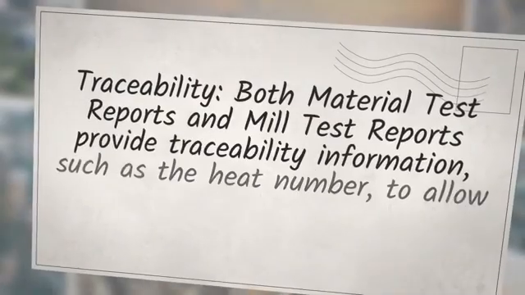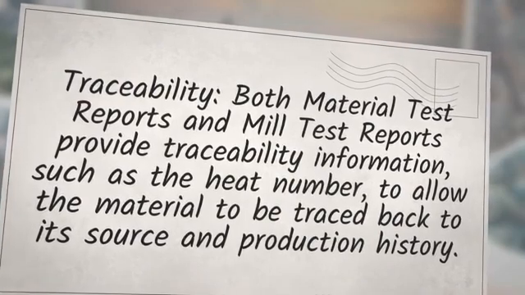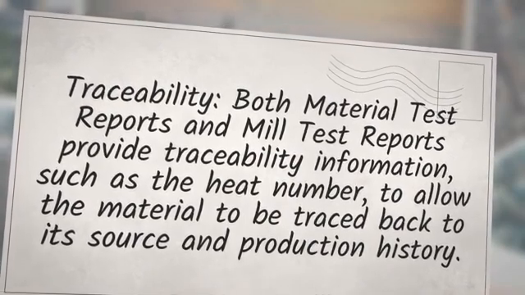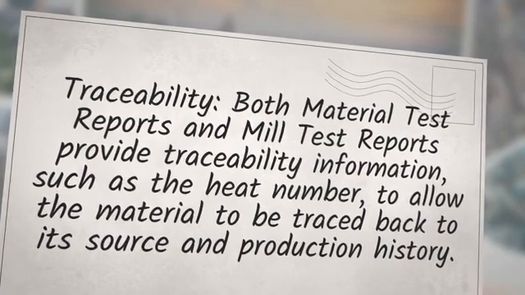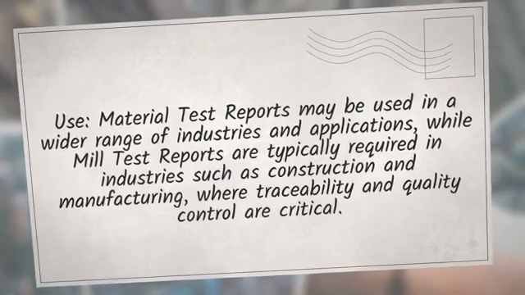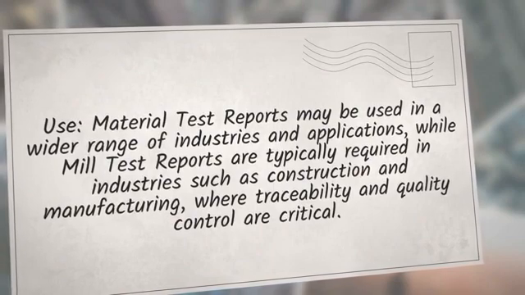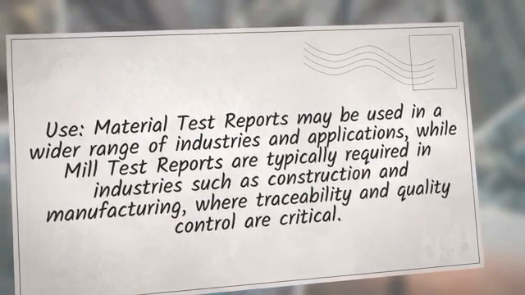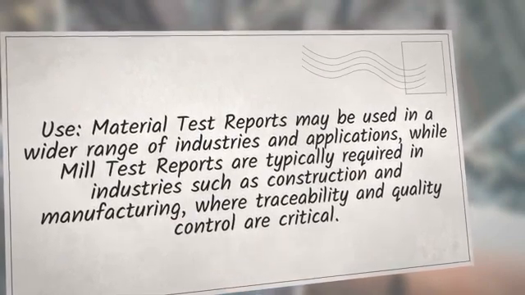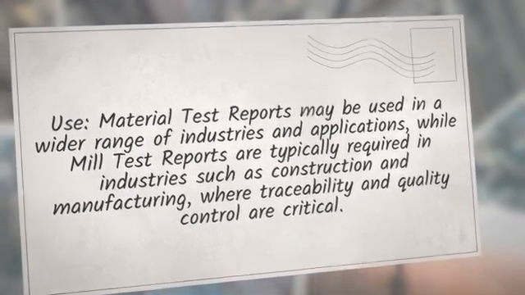Traceability. Both material test reports and mill test reports provide traceability information, such as the heat number, to allow the material to be traced back to its source and production history. Use. Material test reports may be used in a wider range of industries and applications, while mill test reports are typically required in industries such as construction and manufacturing, where traceability and quality control are critical.